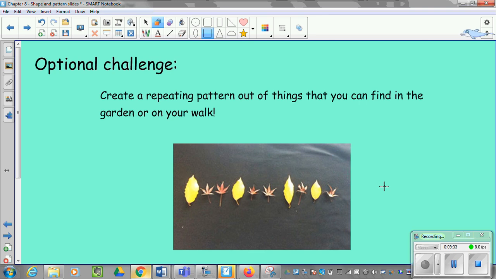If it's not possible to go for a walk or your garden doesn't have any greenery in it, instead try and use things around the house. Maybe you could use cutlery or things that you have multiple sets of. Okay, have a go at creating your pattern.